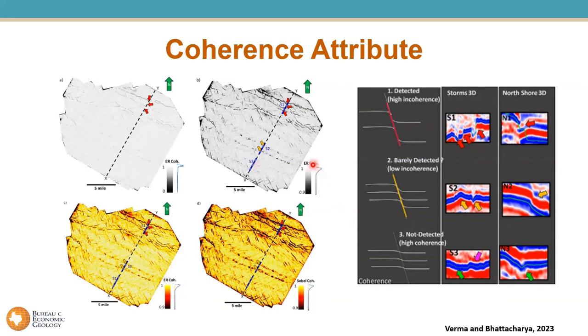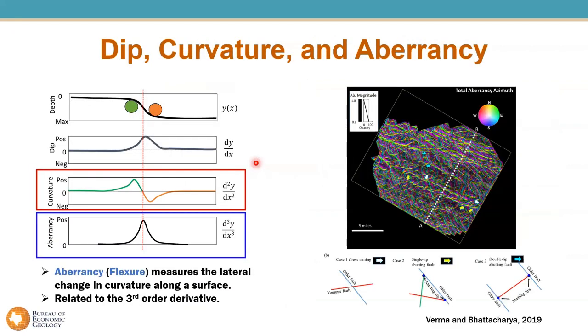And then we could not really see these structures on this coherence attribute. So then what we did, we started looking at the other geometric attributes that included curvature and aberrancy. In this case, aberrancy was useful from multiple different standpoints, from looking at the fault intensity, knowing the cross-cutting relationship, which fault was older or younger than other faults.